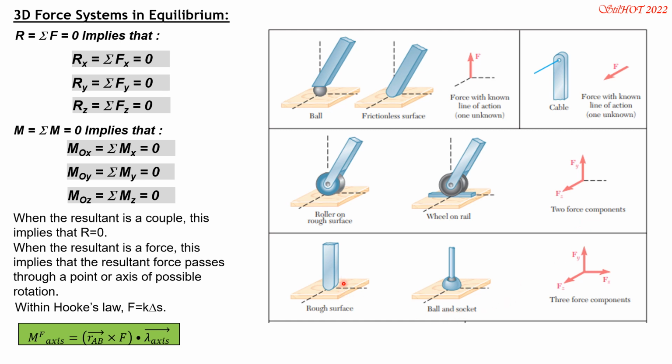Then if we have a rough surface, then expect three component reactions along x, y, and z. And another one, we have a ball and socket joint. And there will be three unknowns, Fz, Fy, and Fx. So three force components for that case.